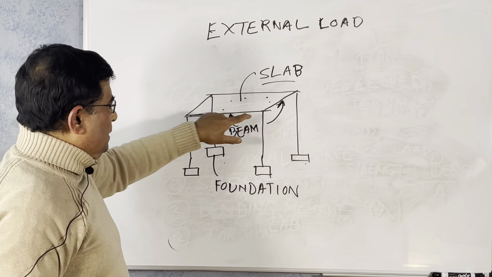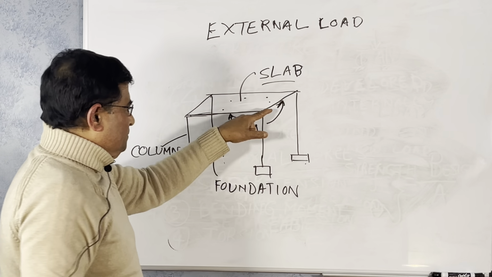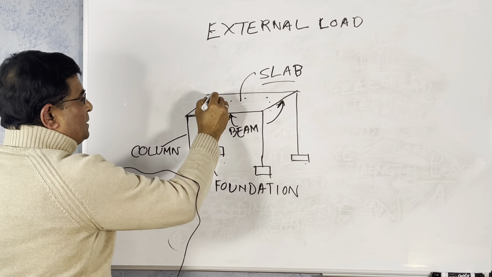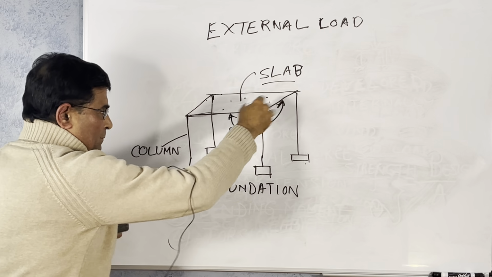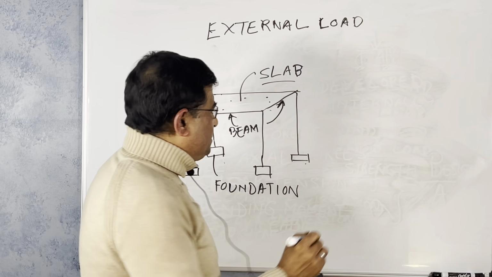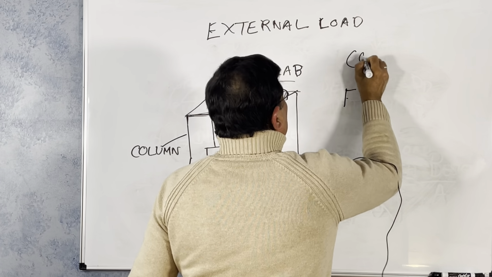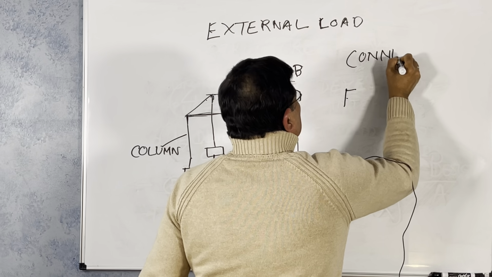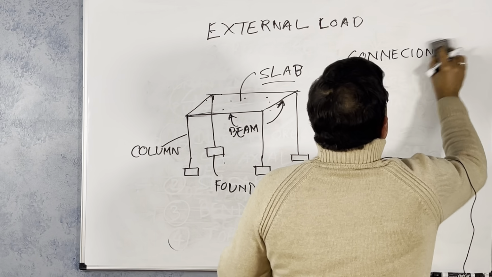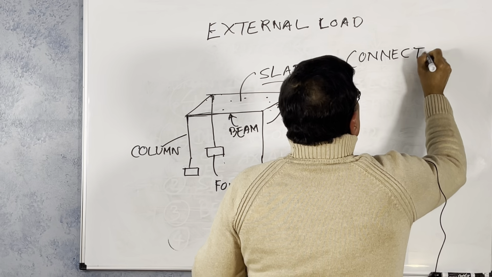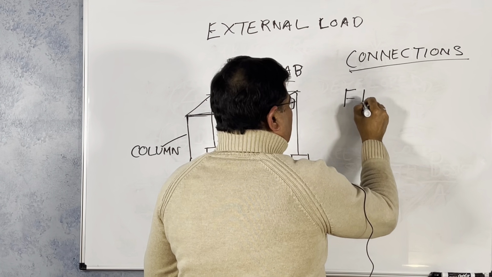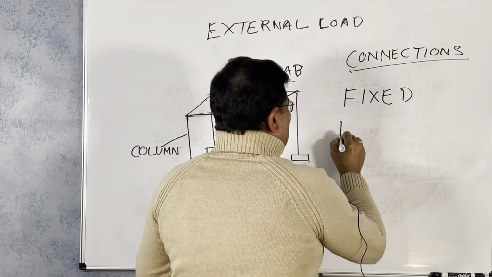Now, these members are connected. Here, you see the beam is connected with the column. Here, the column is connected with 2 beams, like that. There are 2 different connections of the components. Connection of component one is fixed, another is hinge.